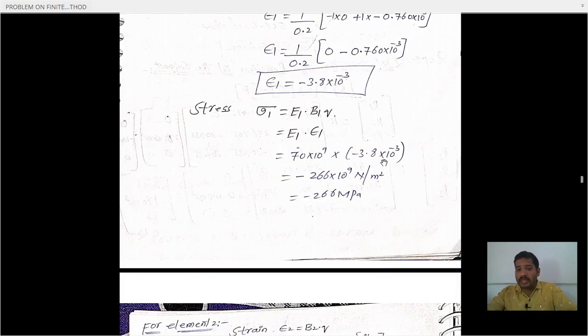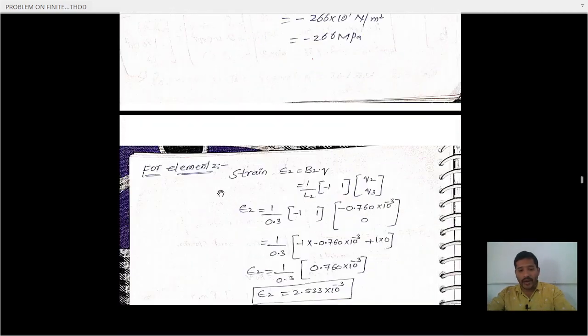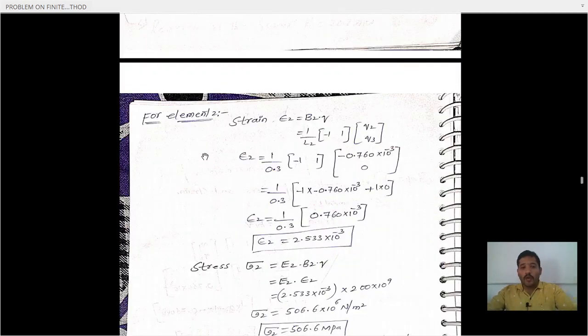If you multiply this term, then you will get the answer minus 266 into 10 power of 9 Newton per meter square. 10 power of 9 is nothing but giga, so Newton per meter square represents the Pascal. We can represent it in this form also, because we have already found the strain for the first element. Meanwhile we need to find out the strain as well as stress for the second element.